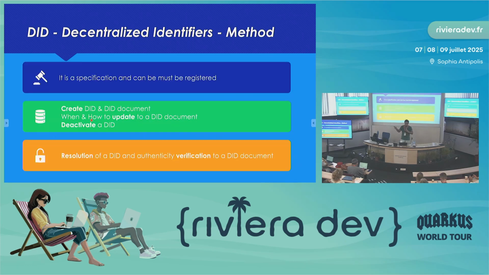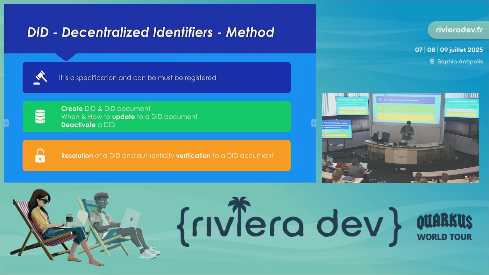I told you there are multiple implementations. This is what's called a method. So what is a method? A method is, first of all, a specification. So you write down a specification. If you want to create a new one, please be my guest, just write a specification that defines these easy things. First, it needs to be registered so that your name is reserved, like the example one is reserved for example. If you want to create one for Riviera, it will be DID, colon, riviera.dev.